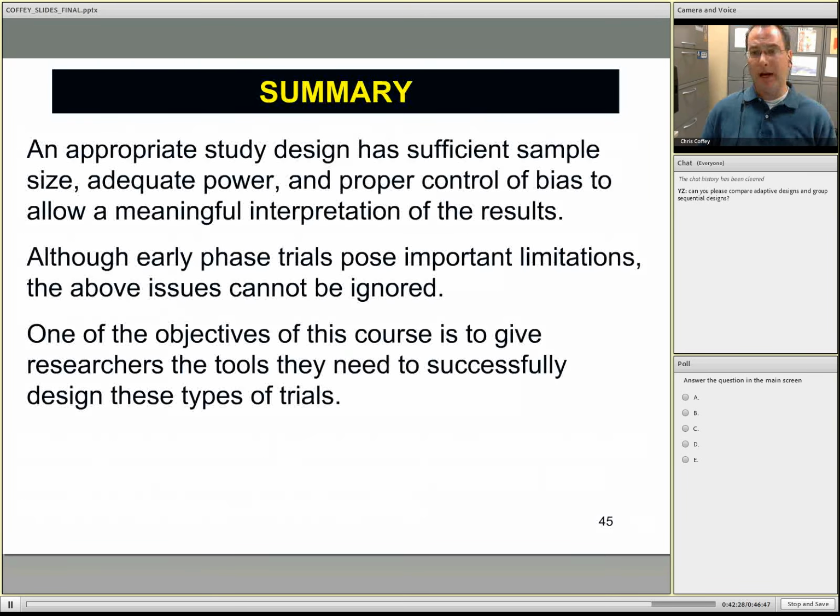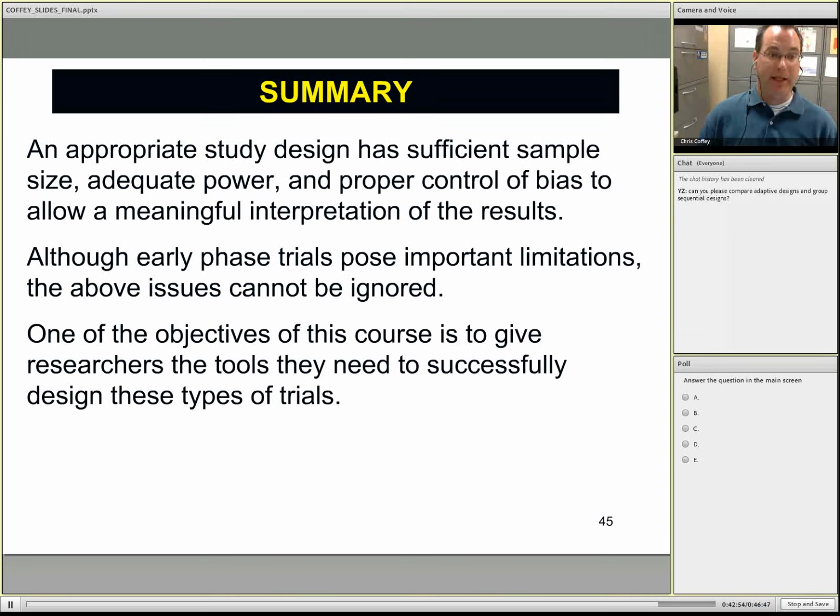So just to summarize, this was a lot of information, I recognize. I tried to give an overview of a lot of different types of early phase designs. I'll go back to the point I raised at the very beginning, that an appropriate study design, whether it's in a late phase study or an early phase study, has a sufficient sample size, adequate power, proper control of bias to allow a meaningful interpretation of the results, or state another way, that it can answer the question of interest. And there are limitations, there are challenges.